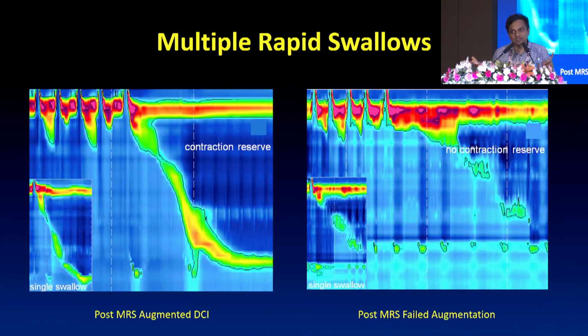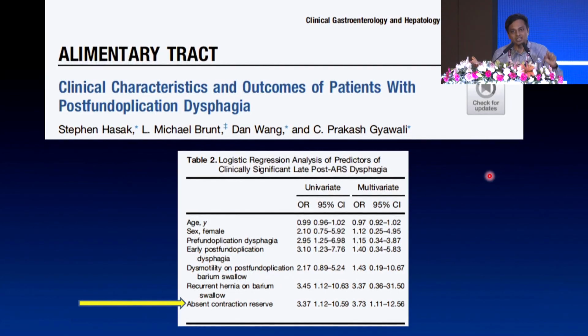You do a multiple rapid swallow and you see what is happening to the DCI after the multiple rapid swallow. If the DCI increases after a multiple rapid swallow, that means there is a peristaltic reserve. And this is the most important predictor to define whether you can do a 360-degree fundoplication or not.